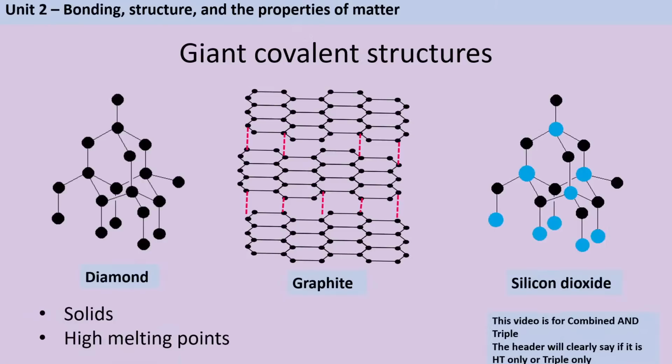Okay, so then we move on to our giant covalent structures. Whereas a small molecular substance contains just a few atoms bonded together, a giant covalent structure might have thousands or even millions of atoms all joined together by strong covalent bonds. Three examples that you need to know about are diamond, graphite and silicon dioxide, also called silica. These are all solids with high melting points because you actually do need to break those strong covalent bonds in order to melt them, and that takes a lot of energy.